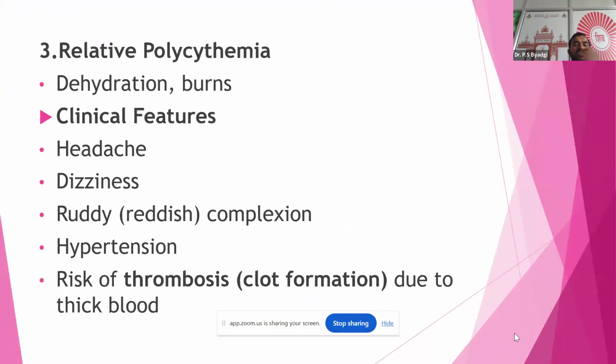So as I discussed in case of the erythrocyte count, we discussed where the count is increased and where the count is decreased. These two are the clinical conditions which we come across once you advise the patient for investigation. So we can look into these two aspects of it.